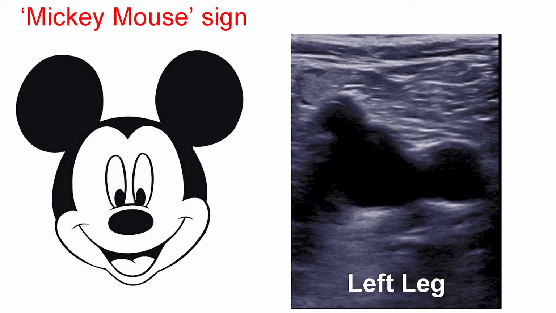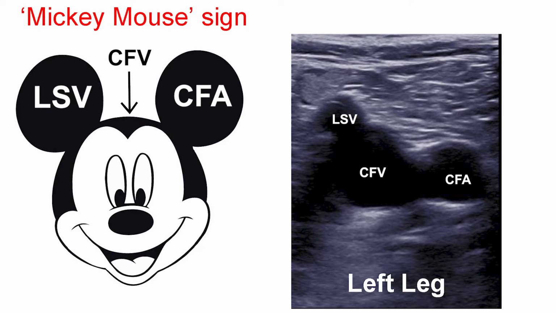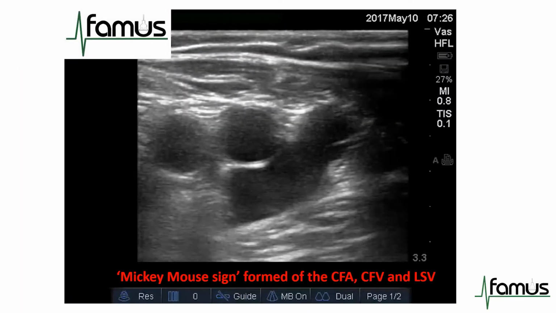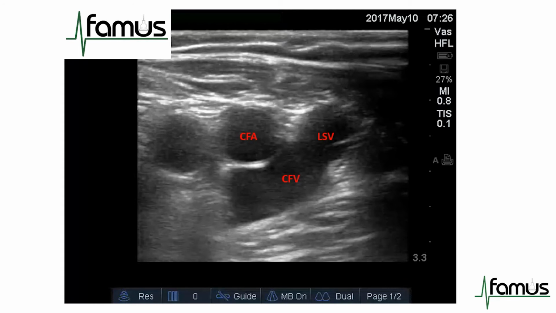So again, to review those landmarks, we've got the left ear in this case made up of the long or great saphenous vein, the right ear made of the common femoral artery, and then Mickey Mouse's face made up of the common femoral vein. This highlights the proximal part of your scan, and once you highlight this, you will then start scanning by compression of the vessel.